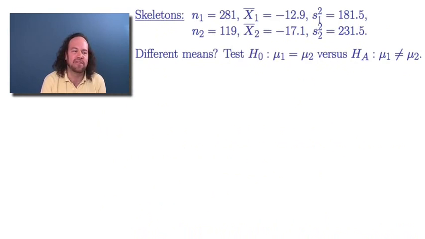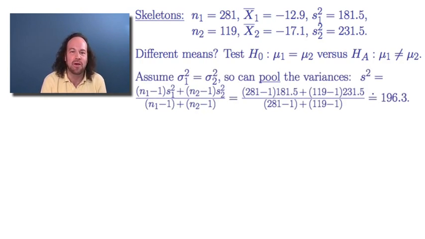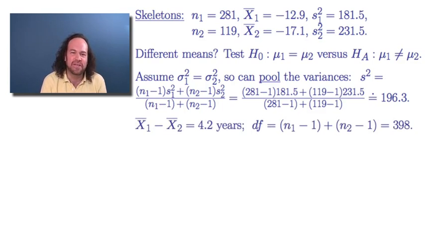Let's go back one more time to the skeletons. Again, we had the male skeletons, the 281 of them with their sample mean and variance. We had the female skeletons, 119 of them with their sample mean and variance. And we're still testing whether the means are equal versus whether they're unequal. But now we're going to assume that the true variances are the same for both genders. If we assume that, then we can pool the variance estimator. Using that same formula, we get an S squared, this pooled variance, which works out to about 196.3. Now, we knew that the observed difference in the means was 4.2 years. And now the number of degrees of freedom is just n1 minus 1 plus n2 minus 1, which is equal to 398.